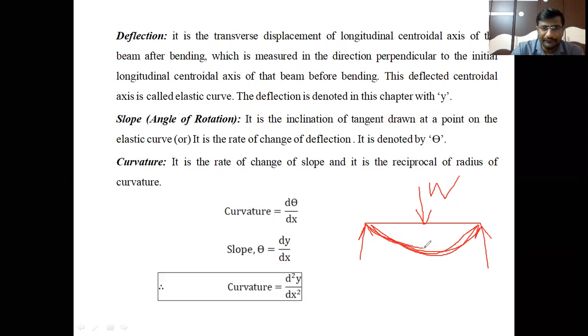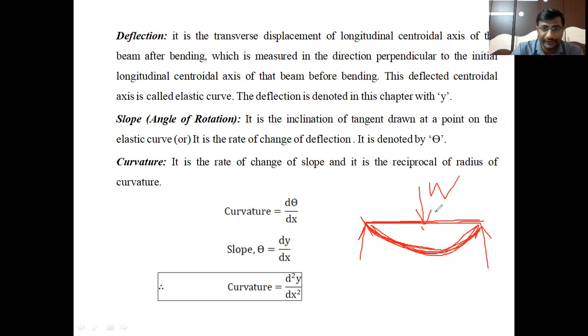So the beam which bends like this, the initial centroidal axis of the beam is horizontal before bending. So after bending, the centroidal axis, that means the neutral layer, will deflect along with the beam. So the position of the centroidal axis of the beam with respect to the initial centroidal axis is called the deflection.